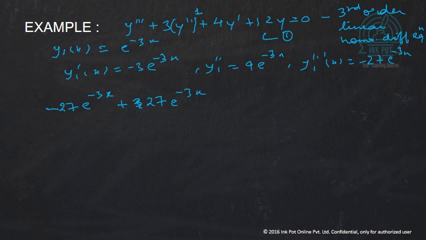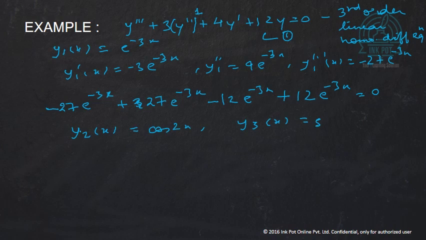So 4 into 3 is 12, so minus 12 e to the power minus 3x plus 12y1, so 12 e to the power minus 3x, this is equal to 0, so this is the solution of the equation. Similarly you can check that y2(x) is equal to cos 2x and y3(x) is equal to sin 2x. These are also solutions of this equation. So we have got 3 solutions of this equation.